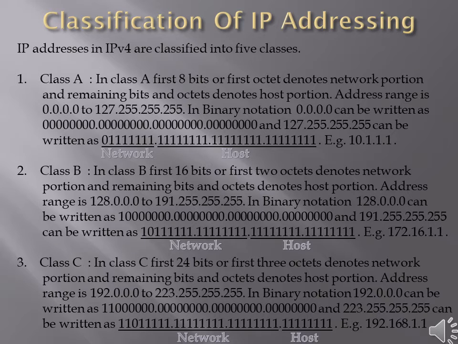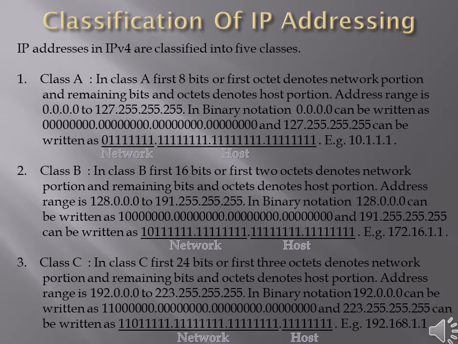Classification of IP addressing. IP addresses in IPv4 are classified into 5 classes: Class A, Class B, Class C, Class D, and Class E. Class A. In Class A, the first 8 bits, the first octet, denote the network portion, and the remaining bits and octets denote the host portion. You can see that 10.1.1.1 is an example for Class A. 10 is in the first octet, which represents the network part. 1.1.1, the last 3 octets, represent the host part.